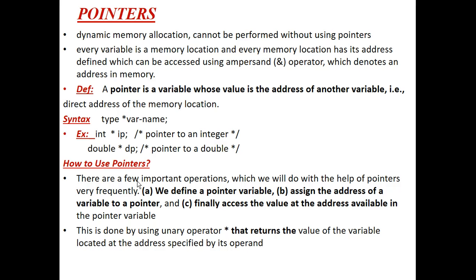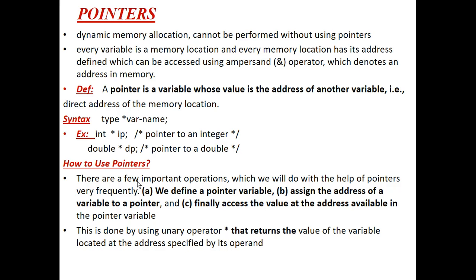First of all, suppose I have defined a variable like int *p, that defines a pointer variable. Next, assign the address of a variable to a pointer. Finally, access the value at the address available in the pointer variable. So these are the three ways to use pointers in the C programming language.